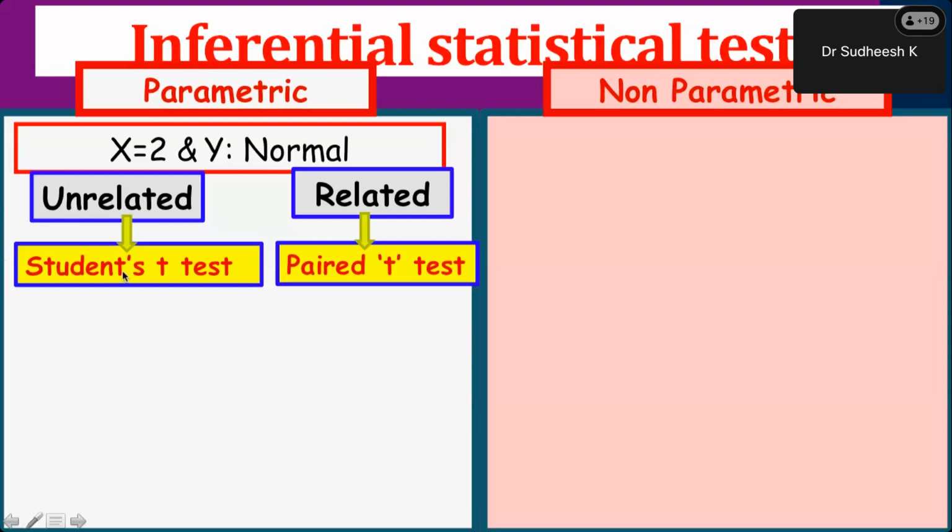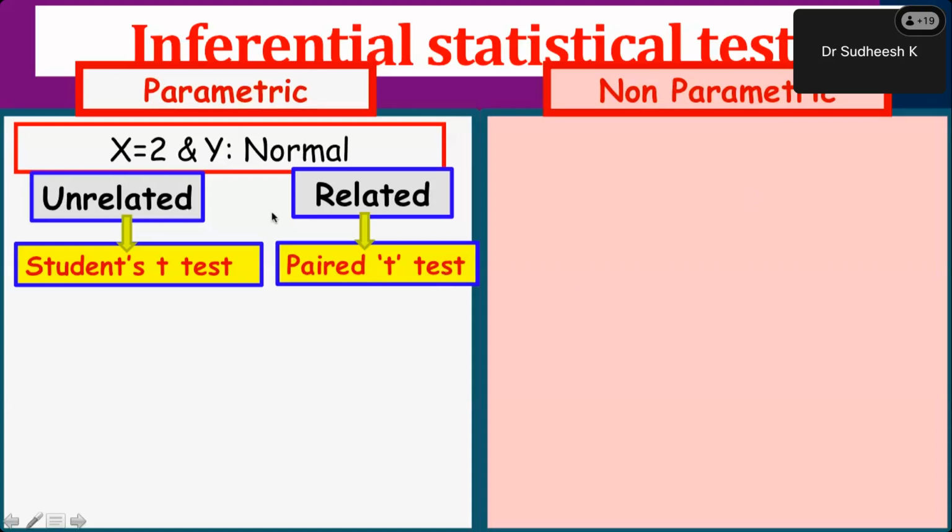Suppose you are comparing, let us say in another example, the blood pressure at baseline and at the 5th minute, before and after intervention. Let us say you gave lignocaine IV for the pressor response, and you want to compare before and after administration of lignocaine. These kinds of data are known as paired data. They are known as related data, and the test applied for that is the paired t-test.